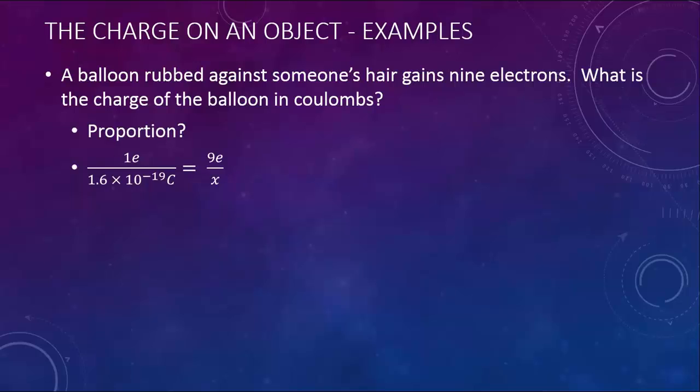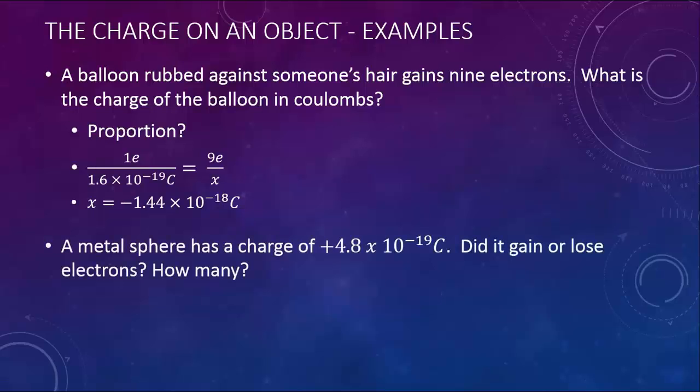In this case, all we have to do is cross-multiply, and we'll find that 9 elementary charges is equivalent to 1.44 times 10 to the negative 18 coulombs. When we talk about the charge of an object, we should state the sign of the charge in addition to the magnitude. Since this balloon gained 9 electrons, it must actually have a negative charge.